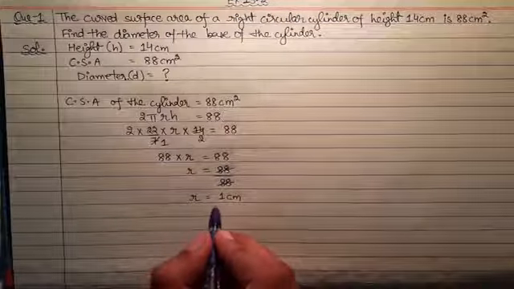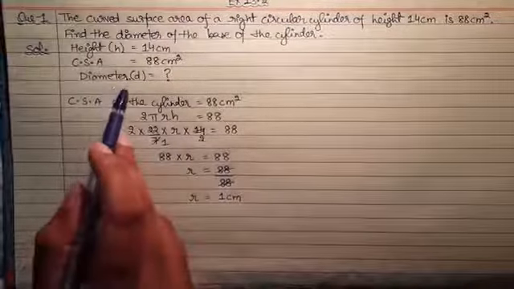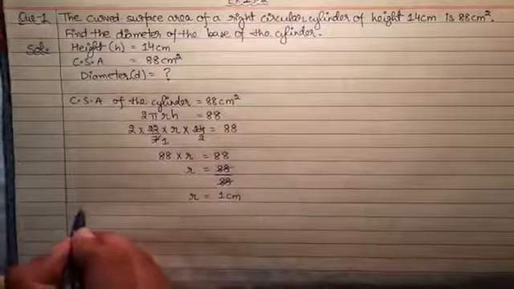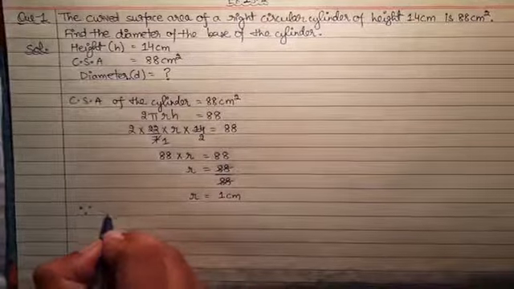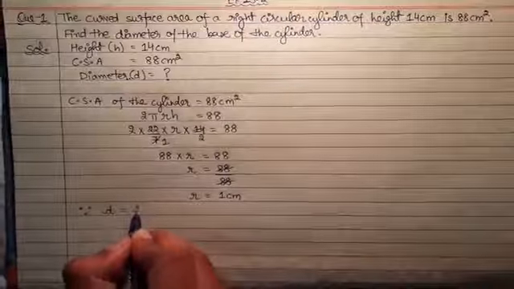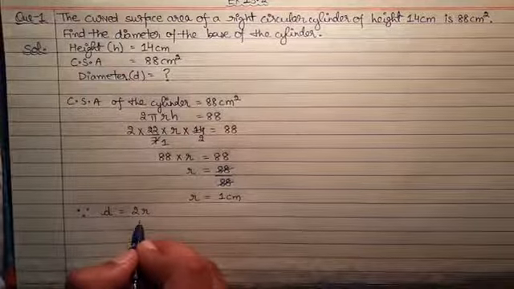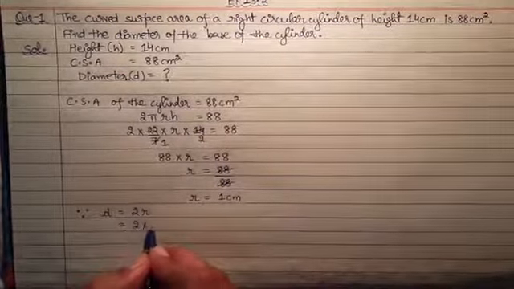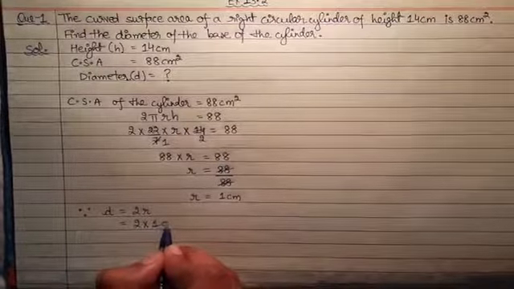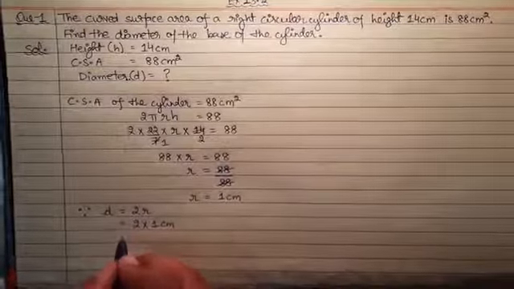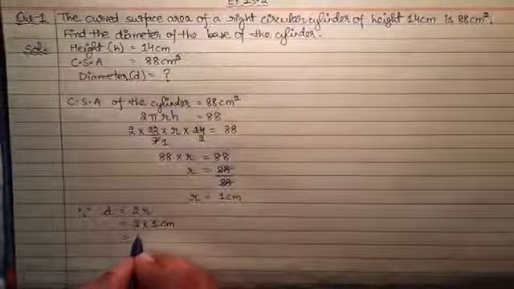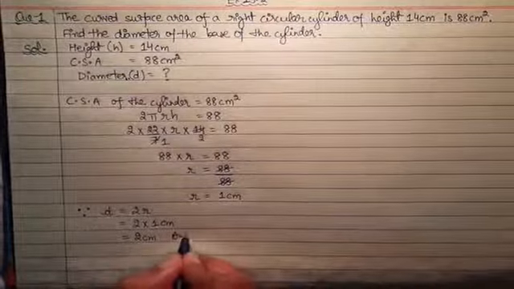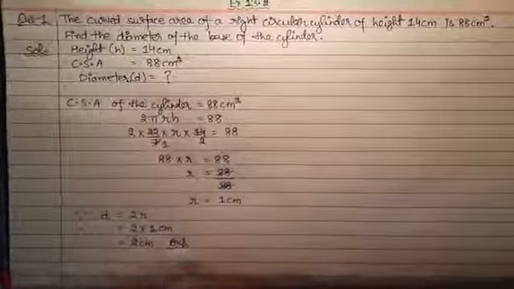Now we have the radius. With the help of this radius, we find the diameter of the base of the cylinder. Since diameter is equal to 2 multiply radius, equal to 2 multiply 1 centimeter. So our diameter of the base of the cylinder is 2 centimeter, which is our required answer.